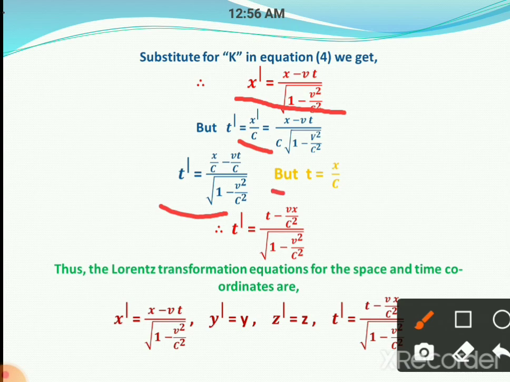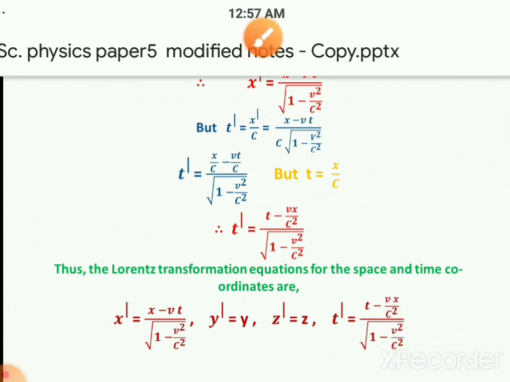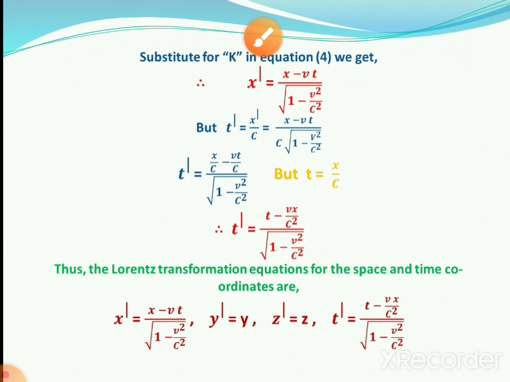But we know that what is t? t is equal to x by c. Therefore, t dash is equal to t minus, what is t? x by c. Therefore, vx divided by c into c is c square, whole divided by square root of 1 minus v square by c square. So, thus, Lorentz transformation equations for the space and time coordinates.